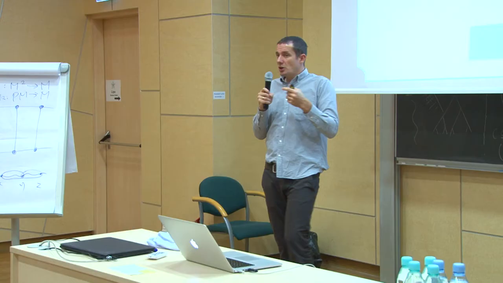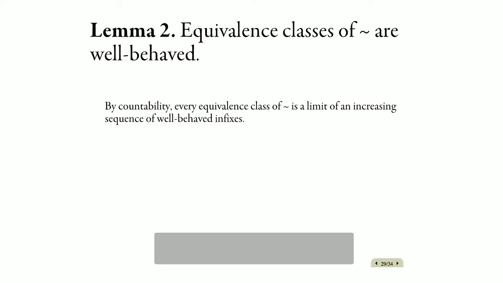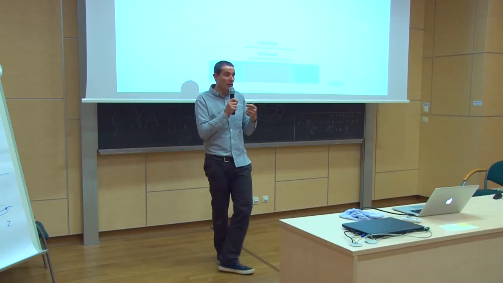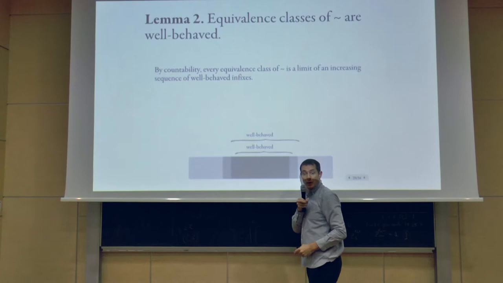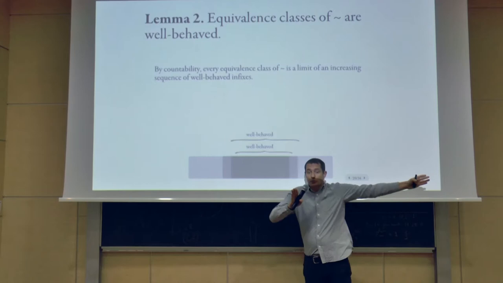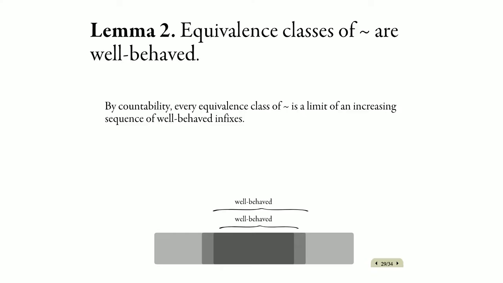And because our ordering is countable, this equivalence class can be viewed as a limit of an increasing chain of well-behaved infixes. Why? Because him and him are equivalent, so there's a well-behaved chain which connects them. Then him and him are equivalent, so there's a well-behaved chain that connects them, and I can make these chains go towards both ends. So our equivalence class is a limit of an increasing sequence of well-behaved infixes. Okay? Looks something like this. This is the increasing sequence.